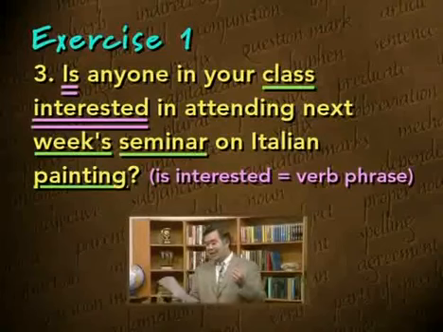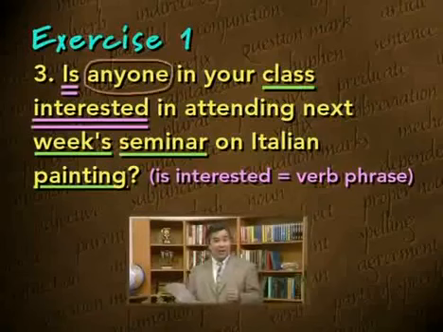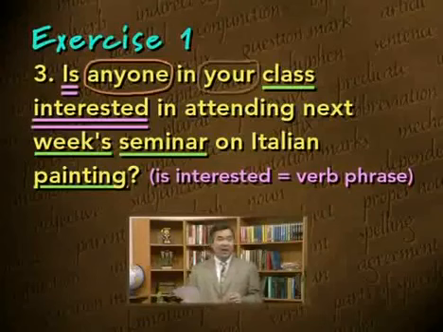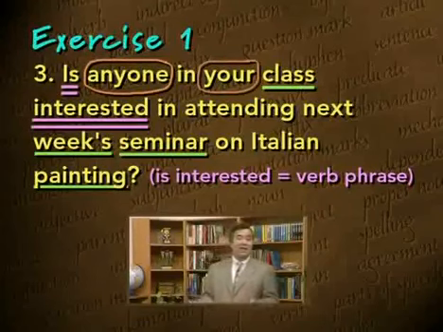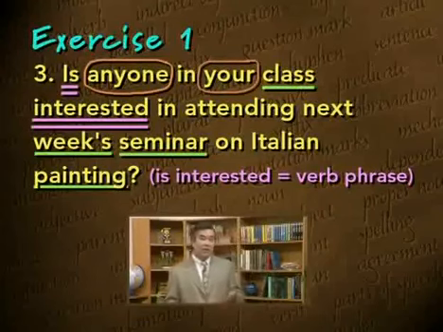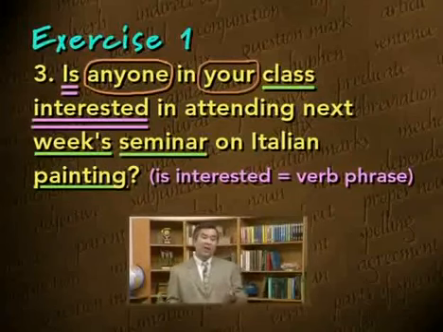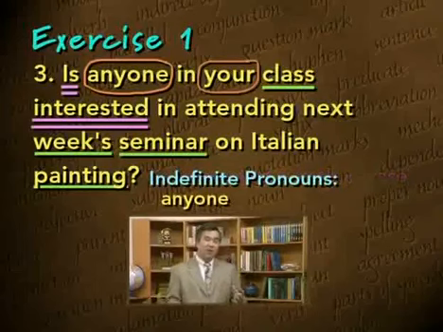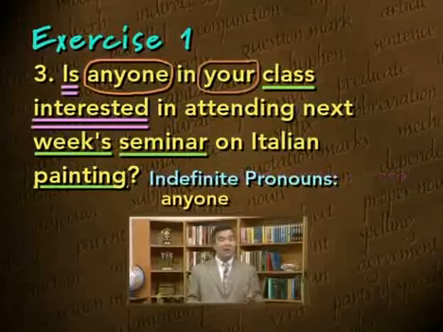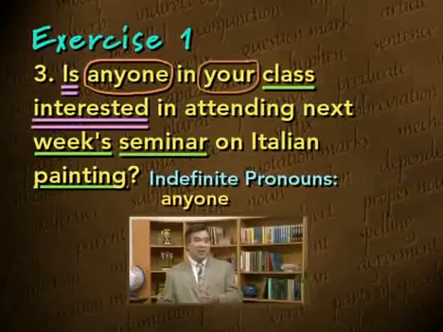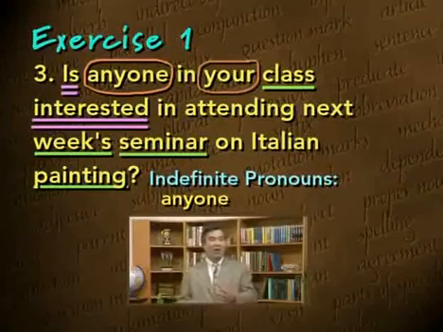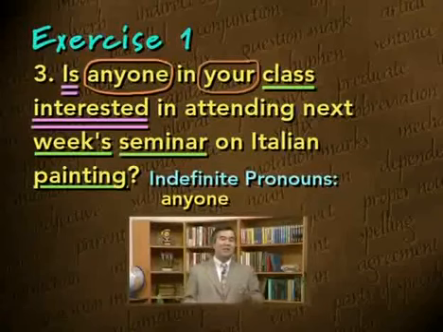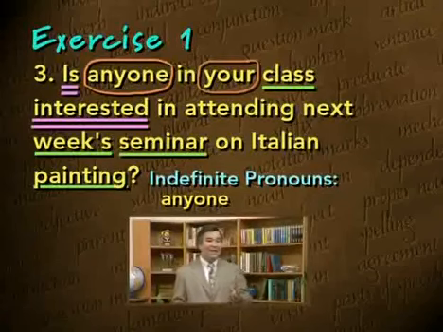What is the subject of the verb is interested? It's the pronoun anyone. And this particular sentence, in fact, contains two different pronouns, anyone and your. We've already said that there are many different types of pronouns. Pronouns act like nouns, but they take the place of nouns. The pronoun anyone is from a class of pronouns known as indefinite pronouns. And they're called indefinite pronouns because they refer to one or more nouns that are indefinite, that are not specifically stated.